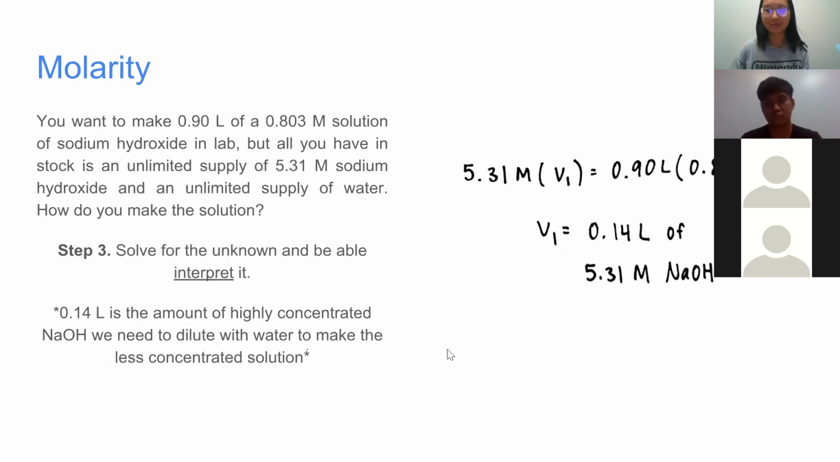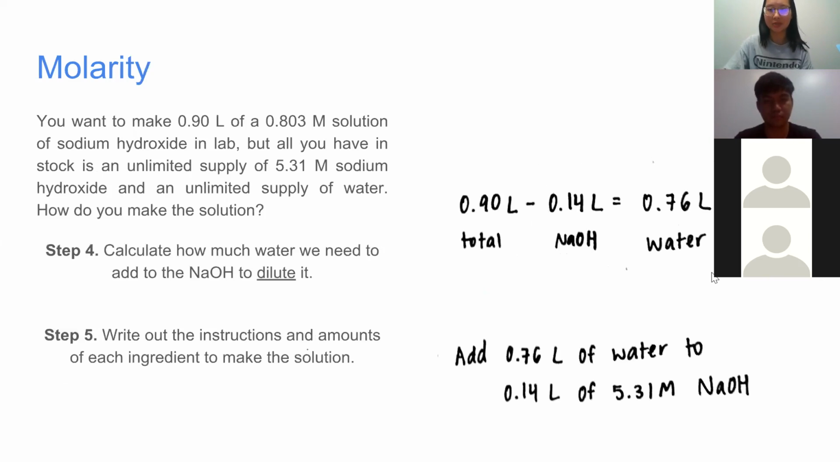If we only add 0.14 liters of this solution into a beaker, we're not going to have the desired volume and the desired molarity. So to calculate how much water we need, you're going to take the total volume and subtract what we already added. In this case, to make the solution, we're going to add 0.76 liters of water and 0.14 liters of the very concentrated NaOH.